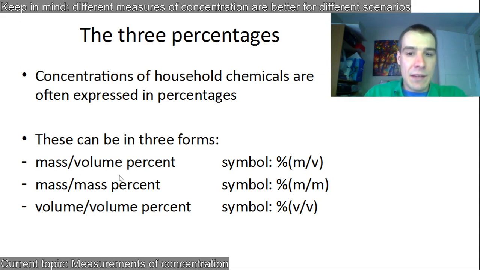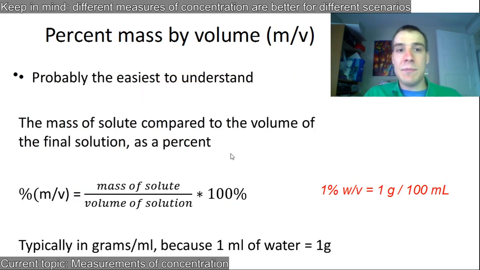So commonly you've got three types: mass per volume, mass per mass, and volume per volume. We're going to go through each one and talk about common uses of these in household ones. You saw that all of these have percents. Percent is probably the easiest to understand with mass by volume. It's how much mass of solute versus the volume of the solution. So 1% would be 1 gram of whatever it is per 100 mils.